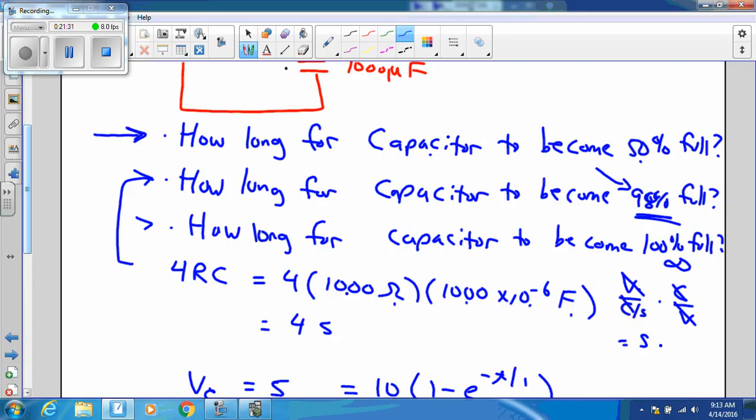Now, in a real live RC circuit, at some point we just say full enough, and full enough for most purposes is 98% full. If I wanted 99.9% full, then I could set the voltage equal to 99.9% of the final voltage and solve. And as I do, each additional percent or 0.1% will take longer and longer and longer to achieve. That's the basic RC circuit.